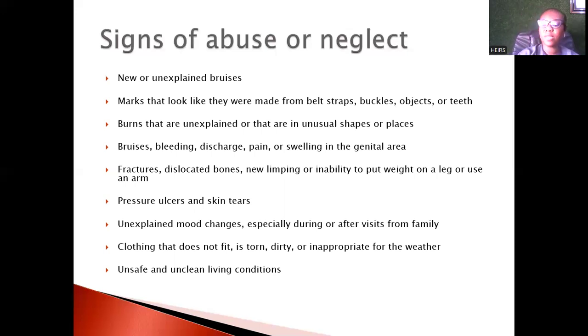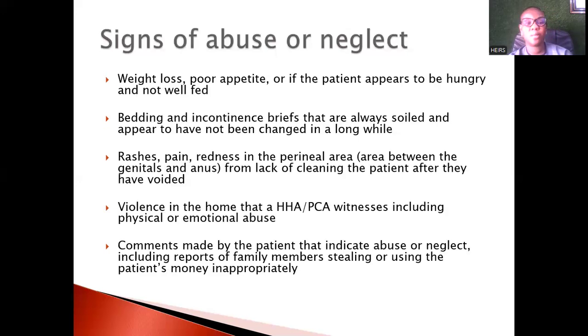If they live in unsafe and unclean living conditions, you may want to suspect neglect. If your patient is losing weight, has poor appetite, or if the patient appears to be hungry and not well fed, if the beddings and incontinence briefs are always soiled and appear to have not been changed for a while, that could be a sign of neglect. If your patient has rashes, pain, redness in the perineal area, like diaper rash, from lack of cleaning the patient after they have voided, that's a sign of neglect.